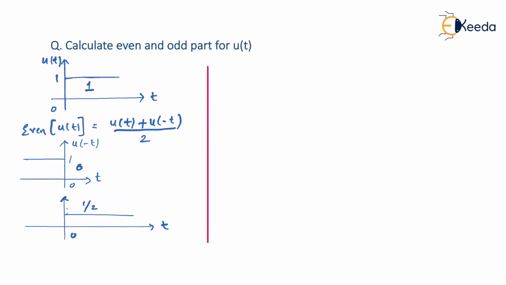Let's talk about the left hand side part. U of t plus u of minus t divided by 2. For u of t, on the left hand side we have 0. On the left hand side for u of minus t it is 1. 0 plus 1 is again 1, and again it is divided by 2, so it is half. So on the left hand side, as well as on the right hand side, it is half. So this is what we call the even part of u of t.